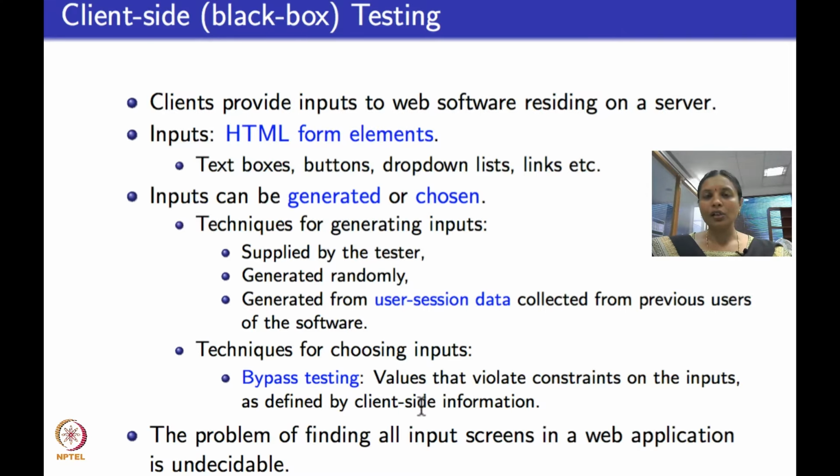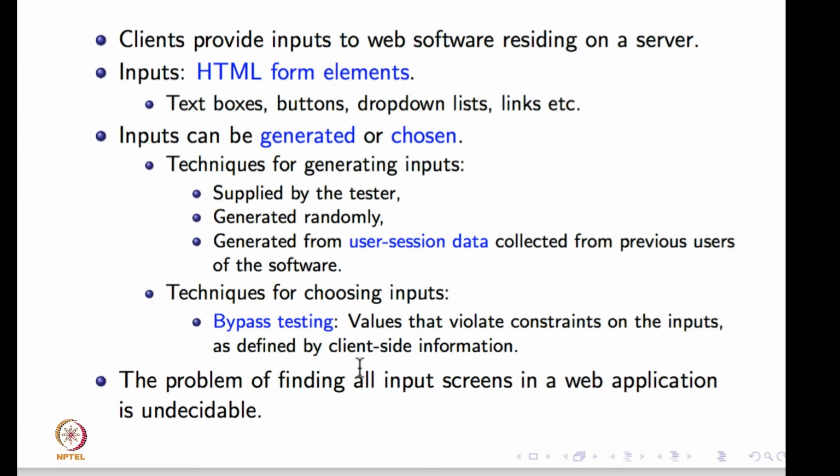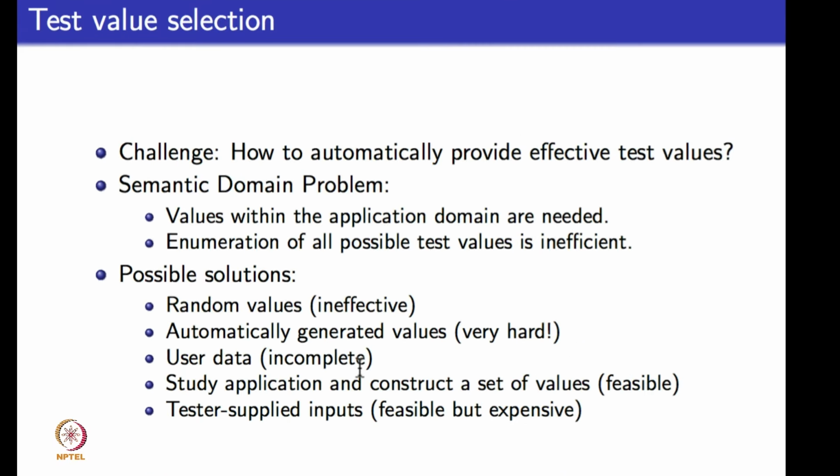So I'll illustrate to you the technique of bypass testing through examples in this lecture. Now I told you inputs can be generated or chosen, and we gave you a high level overview of the various techniques, but you might ask, what about exhaustive testing? Can I generate all possible inputs to a web application? An intuitive, naturally correct answer would be, the problem is very difficult. In fact, the problem is undecidable. You can't find all input screens for a web application. So what we are going to do is bypass testing.